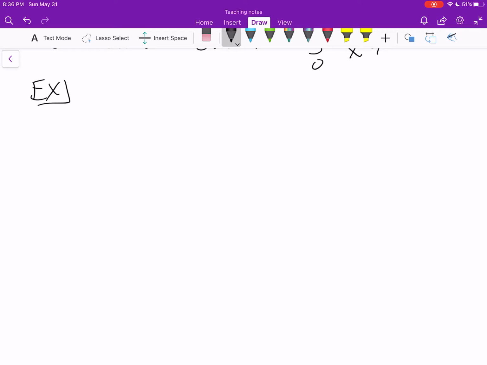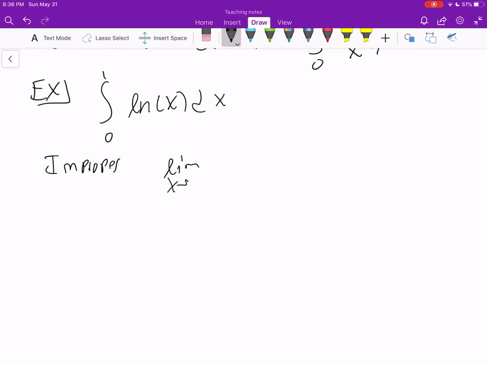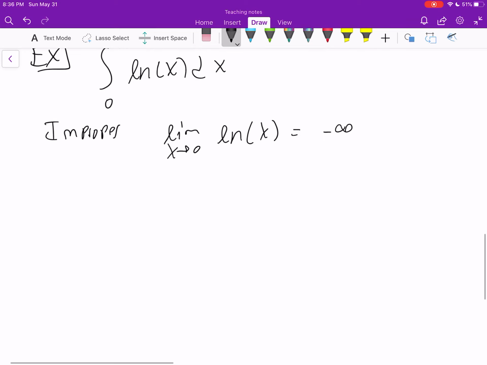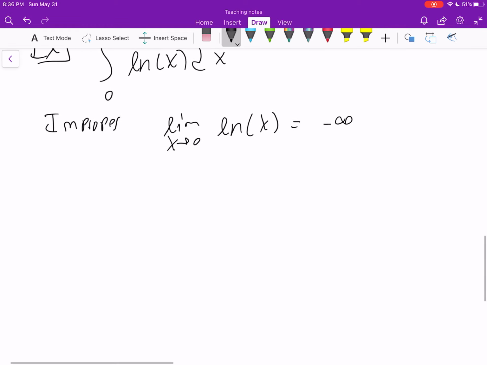We're going to do example 8. We have the integral from 0 to 1 of ln of x dx. And this is improper, type 2, because the limit as x approaches 0 of ln of x is negative infinity. So this thing has a vertical asymptote at 0. So we'll treat this the way we know how to.